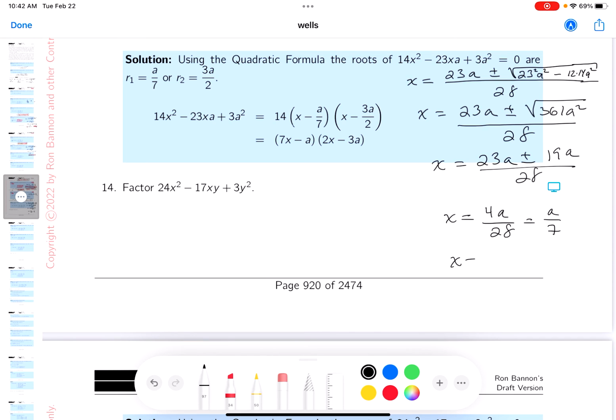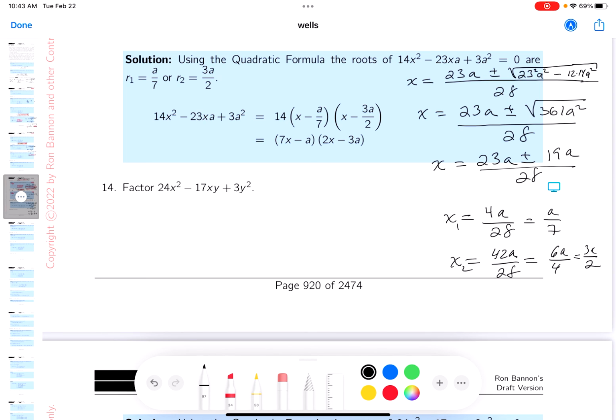And then I'm going to do the other one. This is the first root. This will be the second root. It's going to be 23 plus 19. That's 42. I'll put this up. 42a over 28. And 7 goes in again, so it's going to be 6a. I said 7, right? 6a over 4. And that would be 3a over 2. So I have my two roots. I'll write it down for you now.